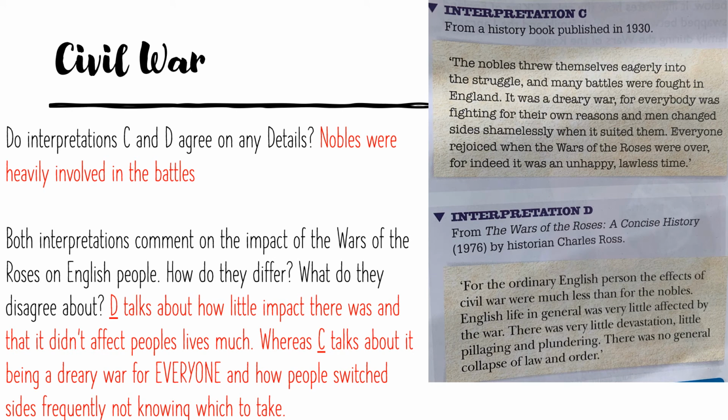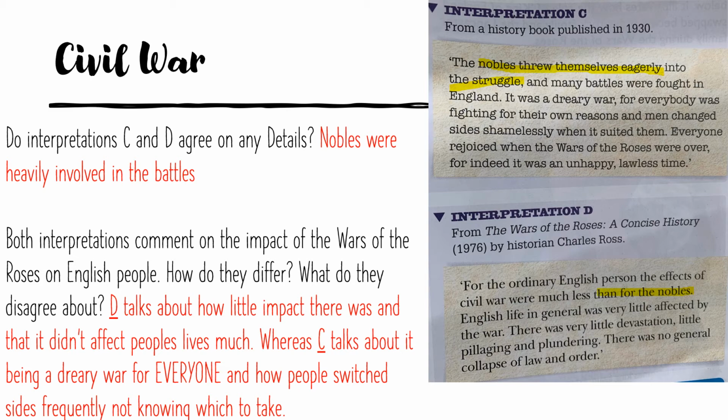So let's see if you got something similar to what I picked out. So I picked out that the nobles, as you can see in both of these, were heavily involved in the battle. So the first one talks about how the nobles threw themselves eagerly into the struggle, as you can see in that first sentence. And then it says, for the ordinary English person, the effects of civil war were much less than for the nobles. So talking about how the nobles were impacted a lot more. So they both agree that the nobles were heavily impacted by the civil war.